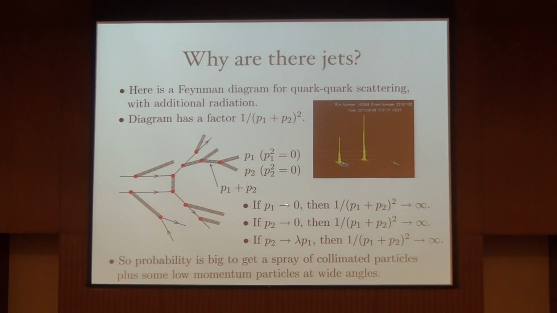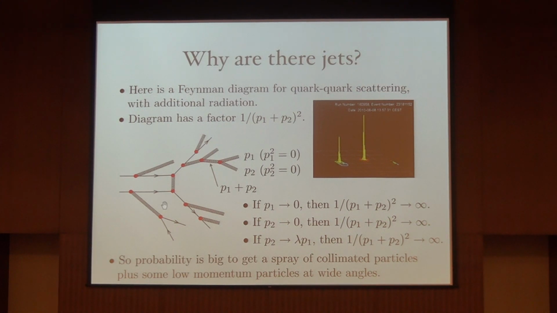And suppose P1 goes to 0. You think of it getting softer and softer and softer. If that happens, P1 goes to 0, it's 1 over P2 squared, but P2 squared is 0. So that 1 over (P1 plus P2) squared goes to infinity. Similarly, if P2 goes to 0, then that denominator goes to infinity.